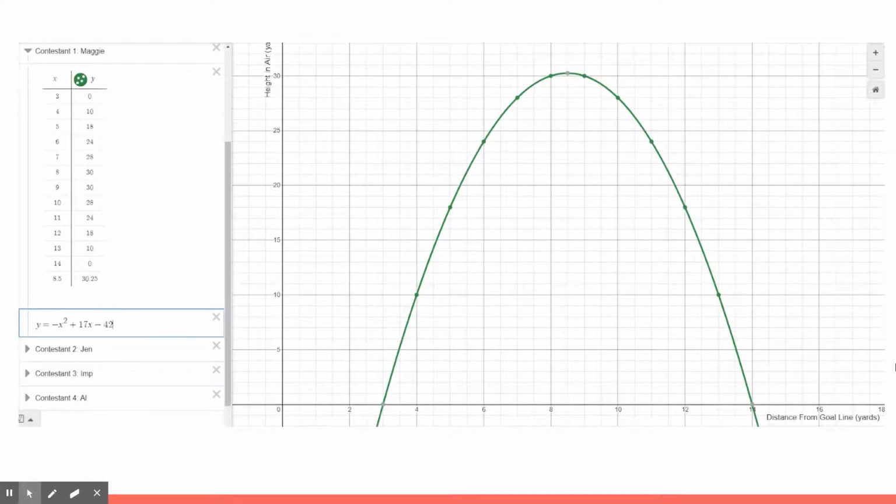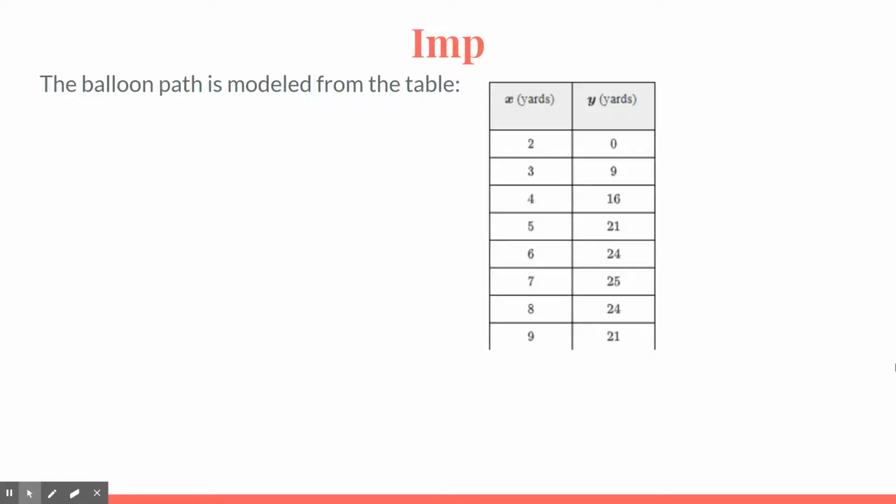So here's our graph of Maggie's information. We can see that it takes off at 3, and it looks like it's going to land at 14. So it traveled a pretty long horizontal distance, and vertically it went up to a height of 30.25. Okay, let's take a look at Imp now.